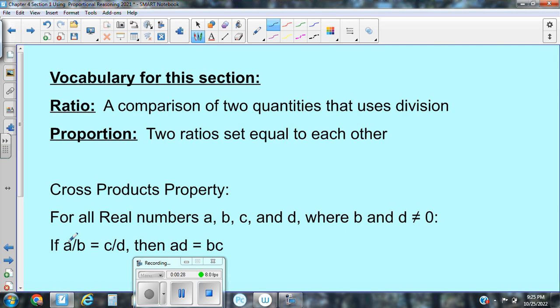Cross products property. For all real numbers A, B, C, and D, where B and D do not equal 0, if A divided by B equals C divided by D, then A times D equals B times C.